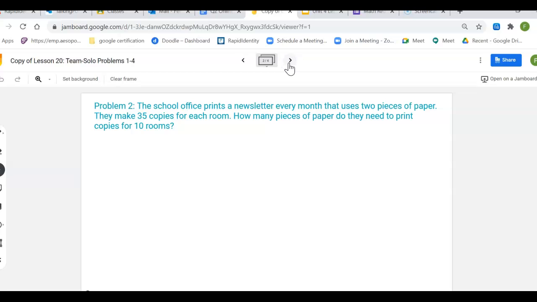I've got a second one. The school office prints a newsletter every month that uses 2 pieces of paper. They make 35 copies for each room. How many pieces of paper do they need to print copies for 10 rooms? Same thing, do your CUBES on this one first before you complete it.